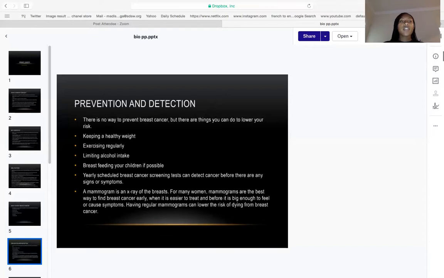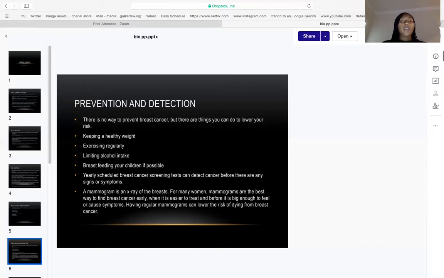Prevention and detection. There is no way to prevent breast cancer, but there are things you can do to lower your risk, such as keeping a healthy weight, exercising regularly, limiting alcohol intake, and breastfeeding your children if possible. Yearly scheduled breast cancer screening tests can detect cancer before there are any signs or symptoms.